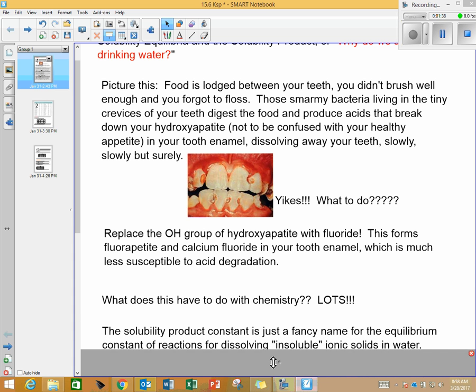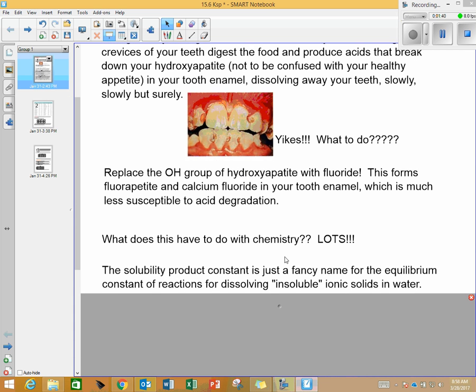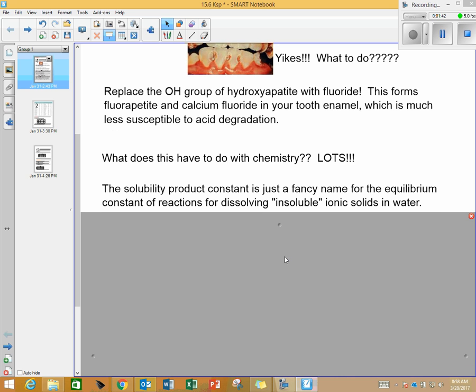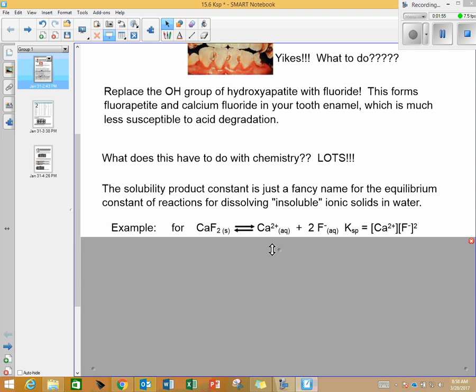Why does that work? What does chemistry have to do with this? So let's talk about KSP. The solubility product constant is just a fancy name for the equilibrium constant of reactions for dissolving insoluble ionic solids in water. So an example is calcium fluoride is not super soluble. It can break down into calcium ions and fluoride ions.